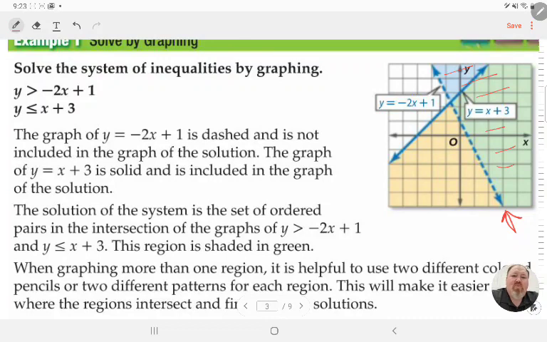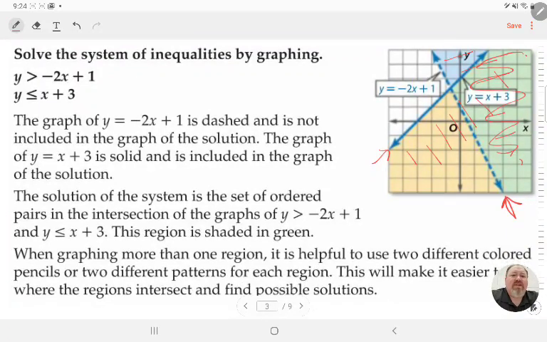Okay? And then y is less than or equal to x plus 3, which is this line, and it's a solid line because it's "or equal to," and it would be all of the area below. Well, you will see that they overlap in the light green area. Okay? So the graph of y equals negative 2x plus 1 is dashed and is not included in the graph of the solution. The graph of y equals x plus 3 is solid and is included in the graph of the solution.